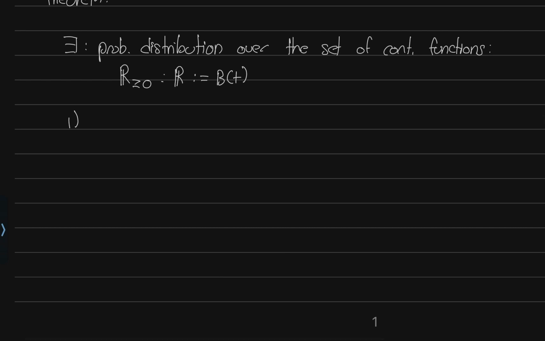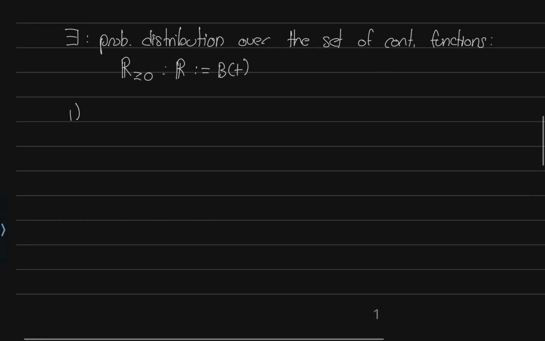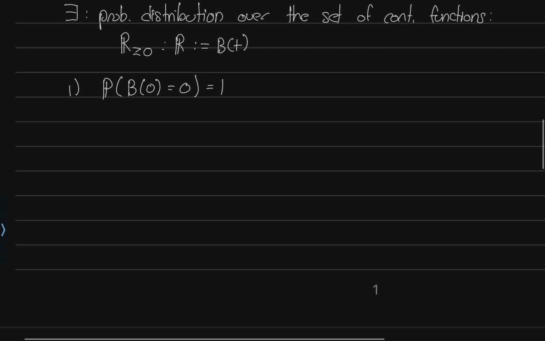Now, we have three properties that will define this function. So the first property is as follows. We're going to state that the probability that our Brownian motion at time 0 is equal to 0 has a probability of 1. So this essentially states that our Brownian motion is going to start at time 0 and will be 0 at time 0.